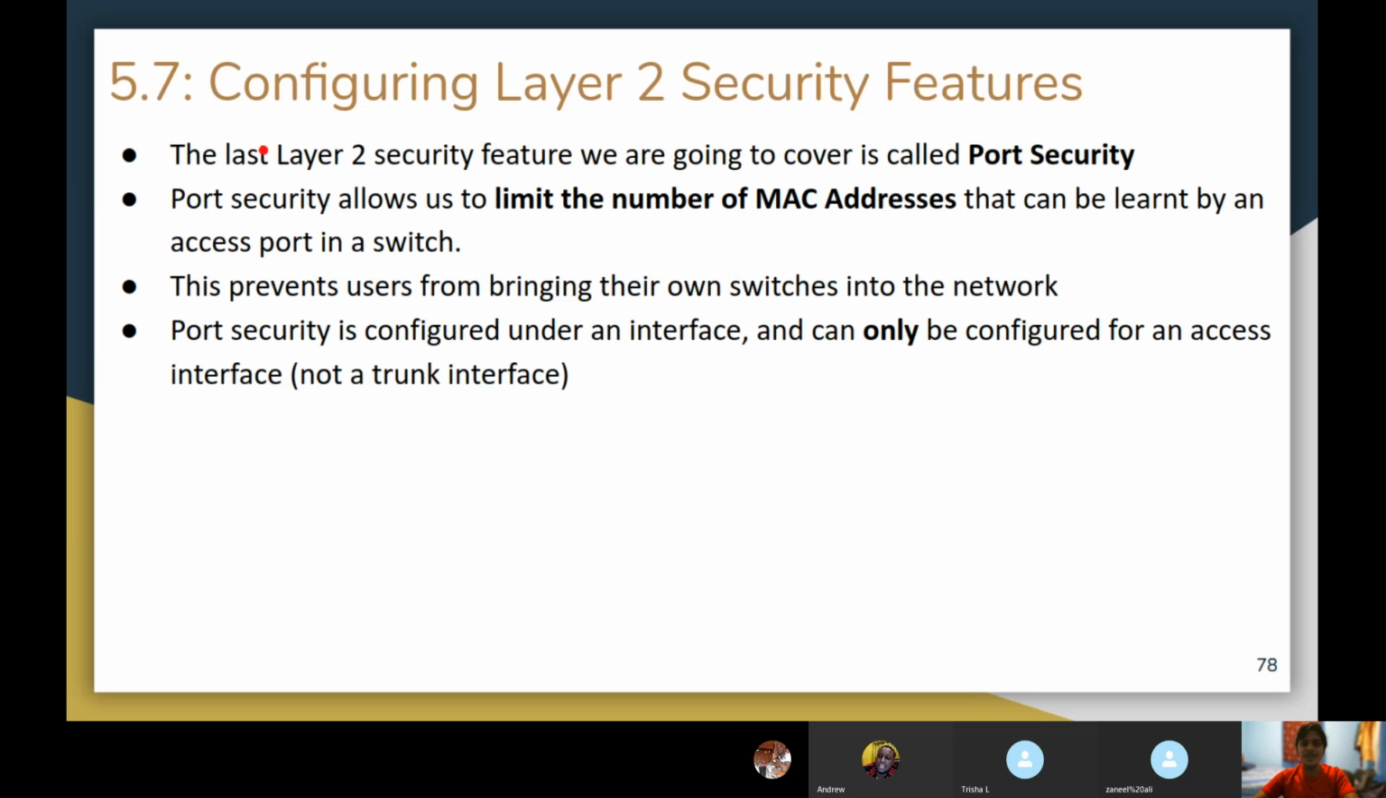Now the last layer 2 security feature that we are going to cover is called port security. Port security allows us to limit the number of MAC addresses that can be learned by an access port in a switch. This prevents users from bringing their own switches into the network. Port security is configured under an interface and can only be configured for an access interface, not a trunk interface.